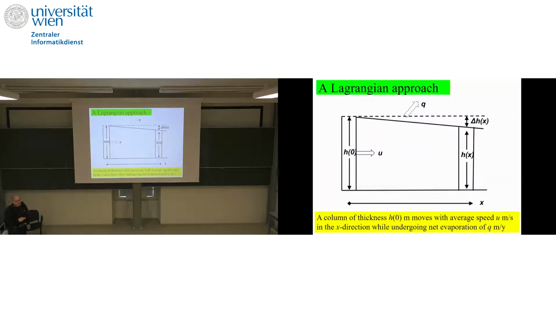So here's the idea. I have a column of water that goes a certain distance x while being subject to net evaporation. Now, the net evaporation removes a certain amount of volume from the column, and therefore the column should shrink, and we can calculate it. We start with a height of h0, or a volume of h0 times 1 meter squared, if we take a unit area. Then, after a distance x, if it moves with an average velocity u, and there is a certain amount of evaporation, little q here, a certain amount of volume is lost.